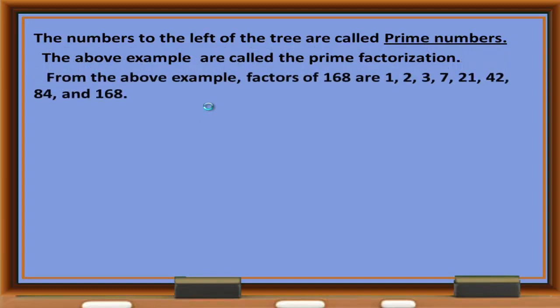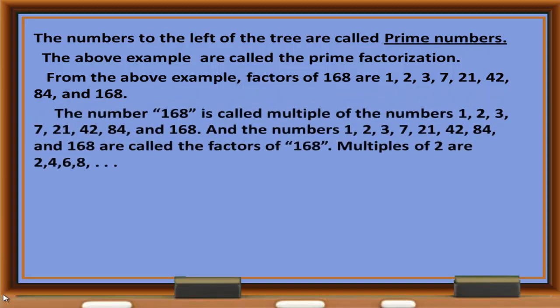From the above example, factors of 168 are 1, 2, 3, 7, 21, 42, 84, and 168. The number 168 is called a multiple of the numbers 1, 2, 3, 7, 21, 42, 84, and 168. And the numbers 1, 2, 3, 7, 21, 42, 84, and 168 are called the factors of 168.